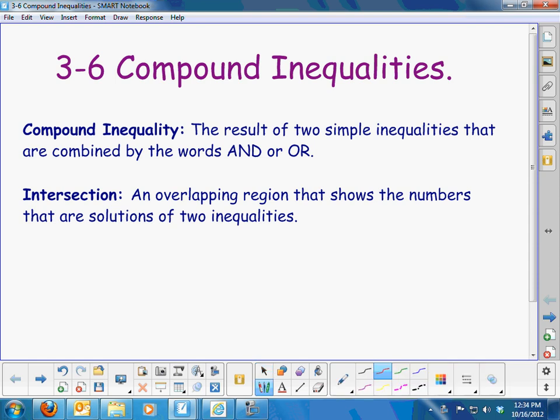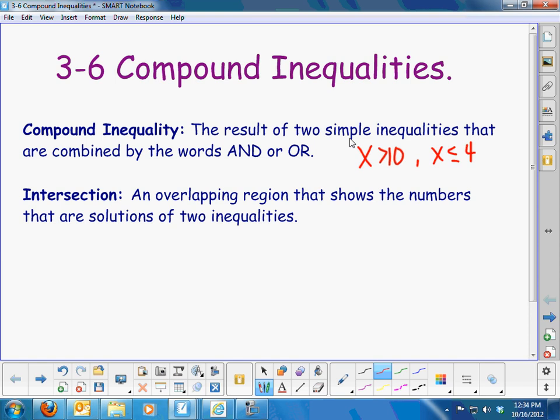Now, a simple inequality is just something like x is greater than 10, or x is less than or equal to 4. Those are simple inequalities. What we've been working with so far are all simple. So now we're going to take two simple inequalities, combine them with the words "and" or "or," and we end up with a compound inequality.